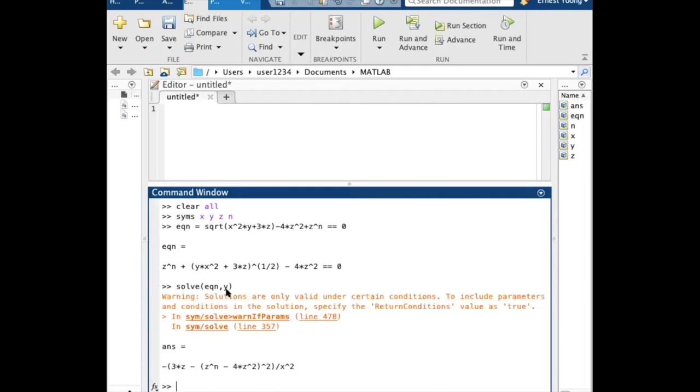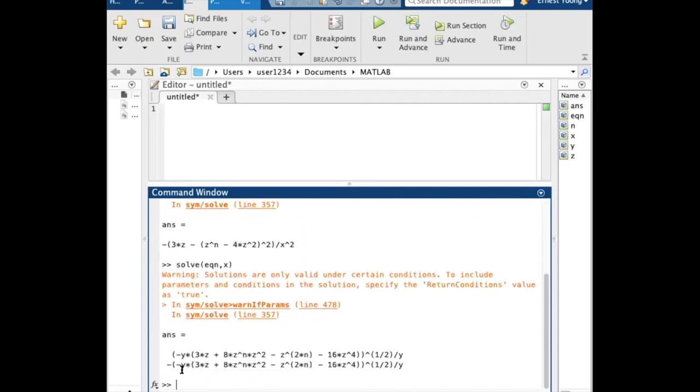Okay. Then we get something in the form of an equation with z and x. See, it doesn't have y. And next, we can try to solve this equation with respect to x. Then we get the solution here, so we can see it in terms of y and z.